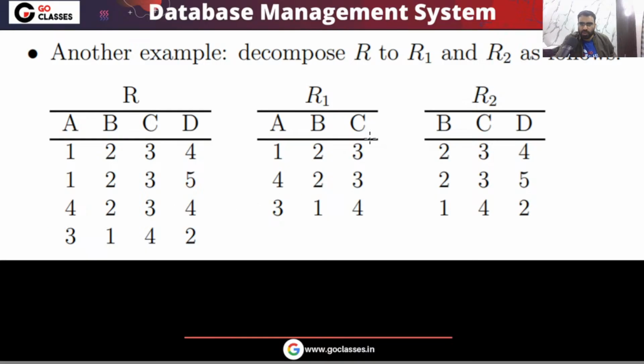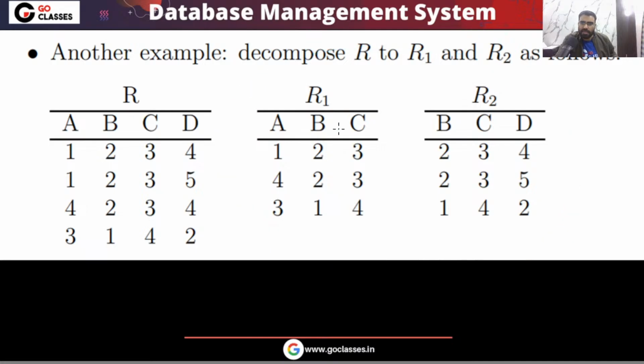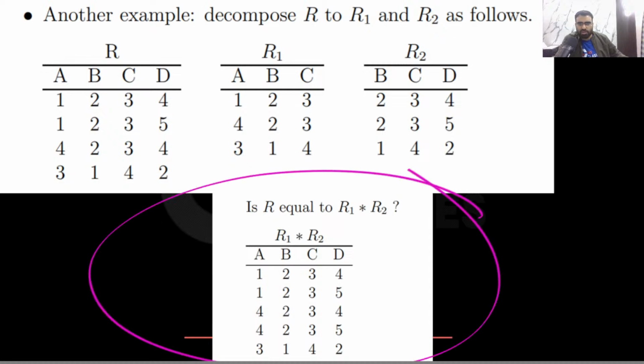So very simple. What you will do? You will do the natural join of these two decomposed relations. Tell me, will we get some extra tuples or not? Definitely we will get some extra tuples. You can check it out. Let's find the natural join.